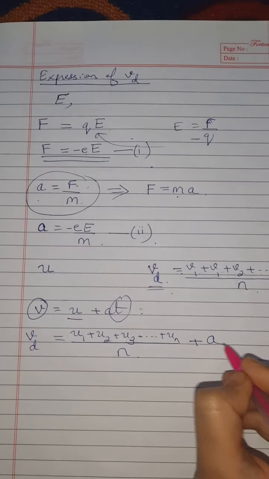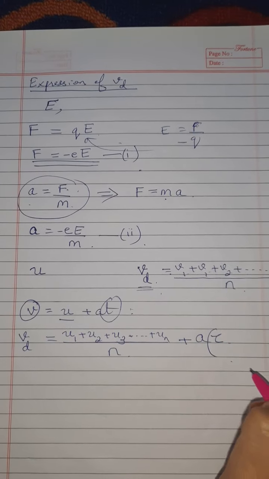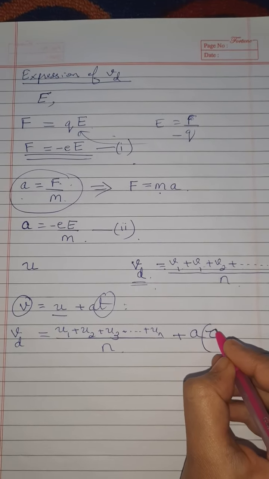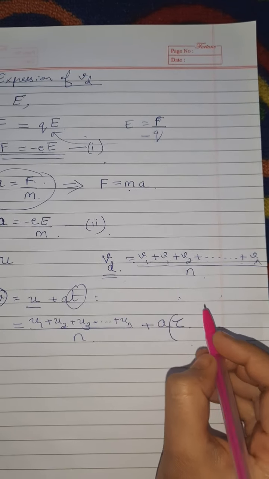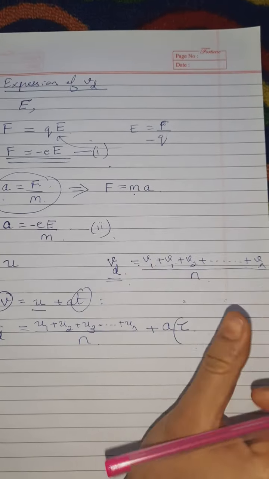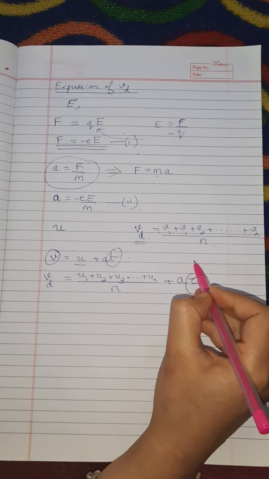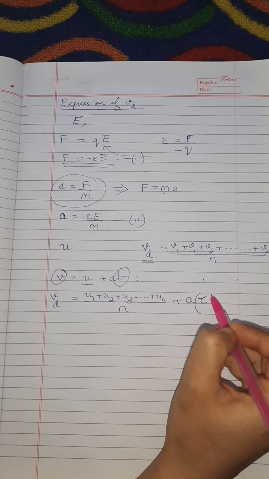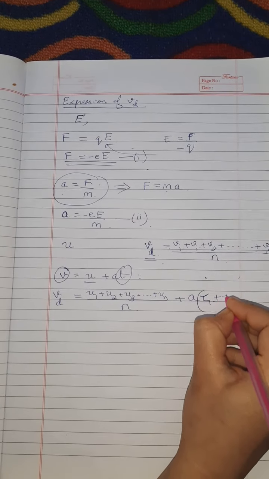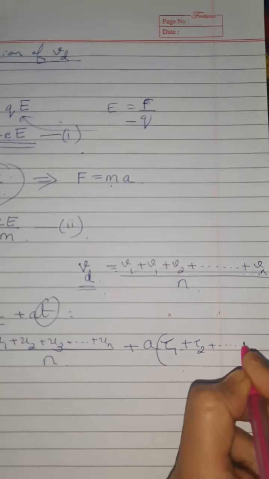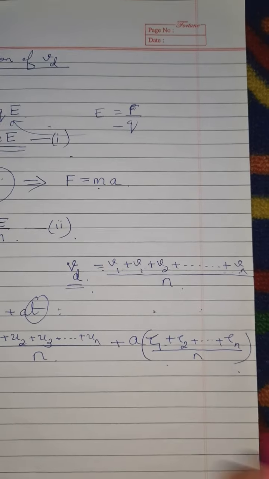And this t is taken as tau. Now this tau is a new term. It is called relaxation time. It is the time interval between two successive collisions inside a metal. Because you know electrons are colliding as they are drifting from one end of the conductor to the other. So the time gap between two successive collisions of an electron is called relaxation time. And we take tau as the average relaxation time. That means it becomes the sum of the relaxation time for all the electrons divided by the number of electrons.